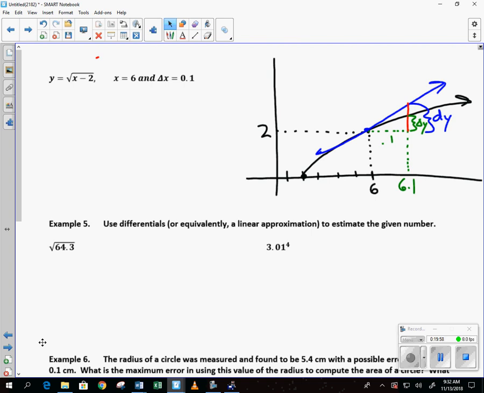Okay. All right, I want to come up with one more y value. If this is 6.1, what is that value up there? What is the square root of 4.1, somebody? Okay, can somebody then tell me what is delta y? 0.025.